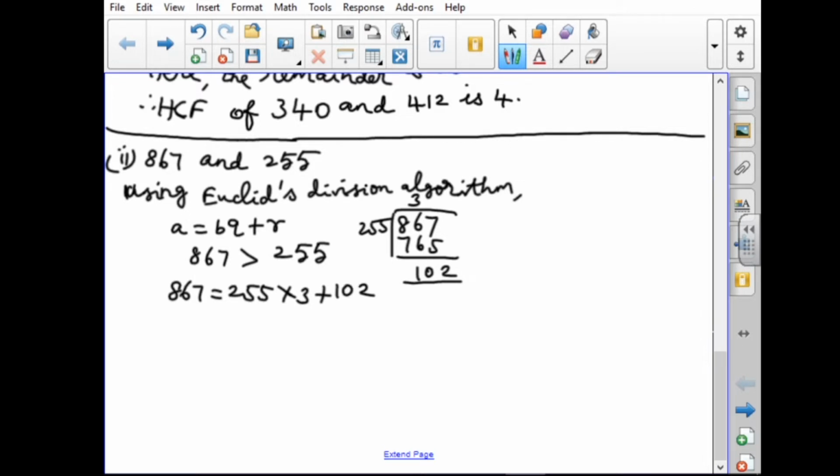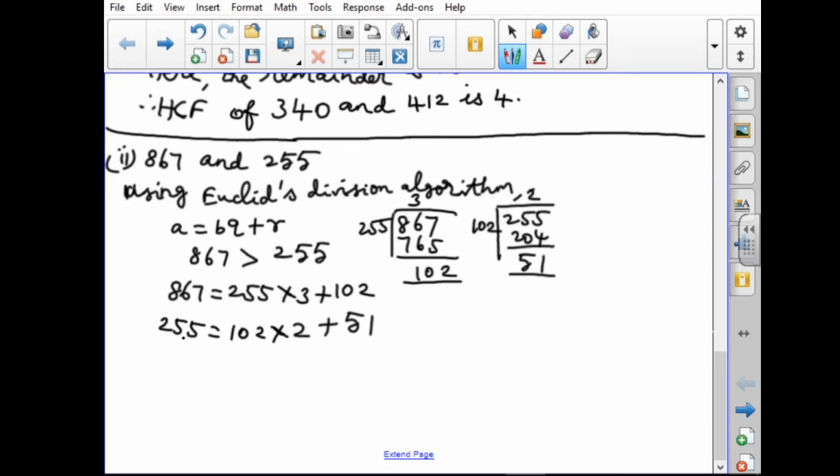The second step is the divisor will be coming to the dividend. So 255 equal to, the remainder will be coming as the divisor, so 102 into... so divide this number by this number. So 255 divided by 102. 2 times, so 204. The balance will be 51. So 255 equal to 102 into 2 plus 51.